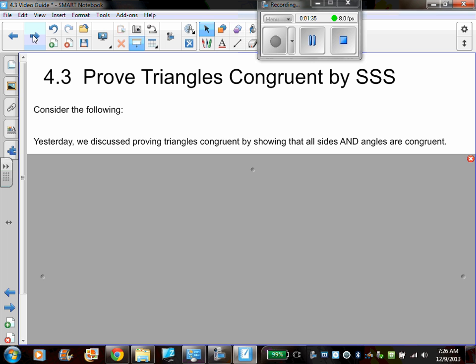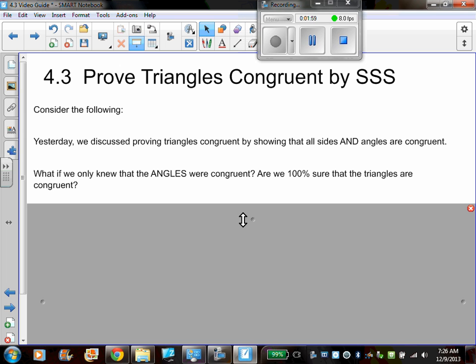So, what we did in our last video was to prove that two triangles were congruent. We needed to show that all of the angles and all of the sides were congruent. But you don't need to do that. You can actually save yourself some time and find a few specific things that are congruent, and then you'll have your work done for you. It just takes less time in that way.